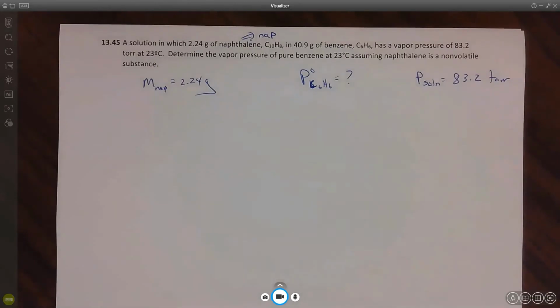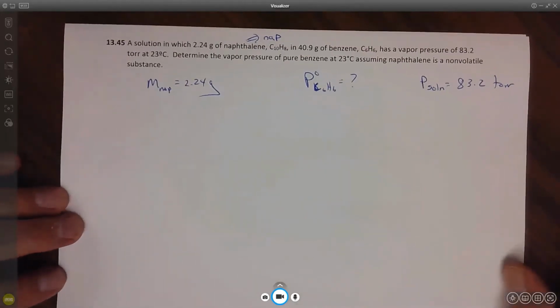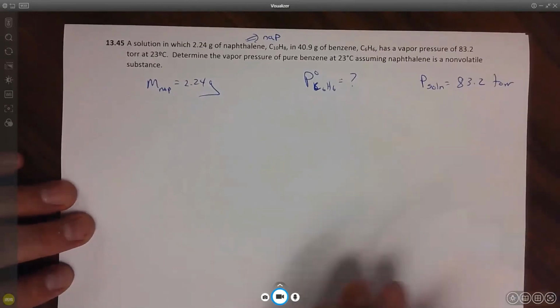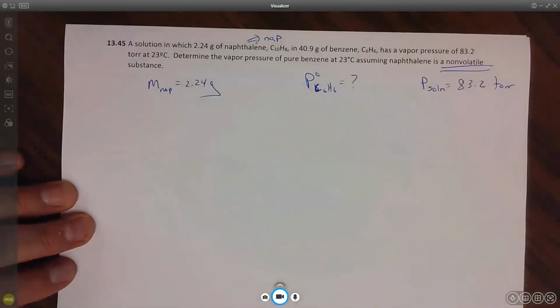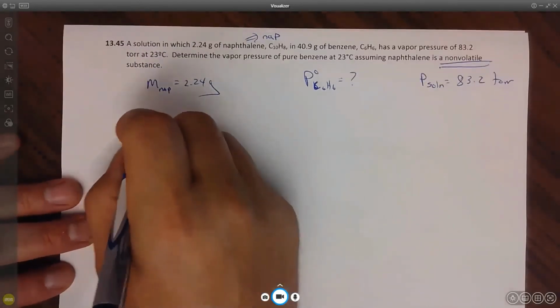Raoult's law. Okay, there's two Raoult's laws. Wait, hold on. Yeah, it's a solid and it's non-volatile. It tells you it's non-volatile. So what is that equation then?